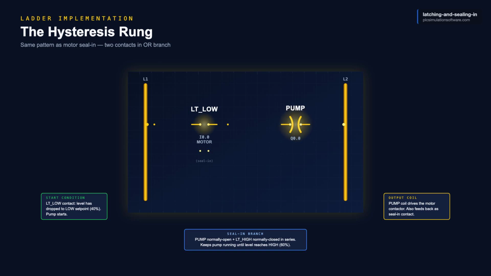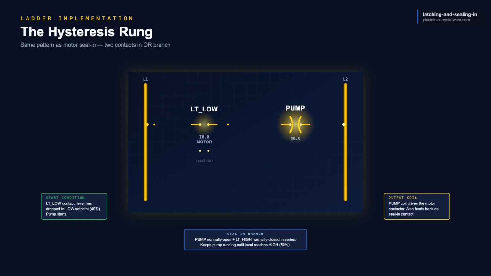The first comparison starts the pump when level is below low. The second comparison is the seal-in. It holds the pump on while level rises through the deadband. The second comparison drops when level exceeds high. The seal-in releases. The pump stops. Same shape as the motor seal-in pattern from the ladder logic video, just with comparison instructions instead of normally open contacts.